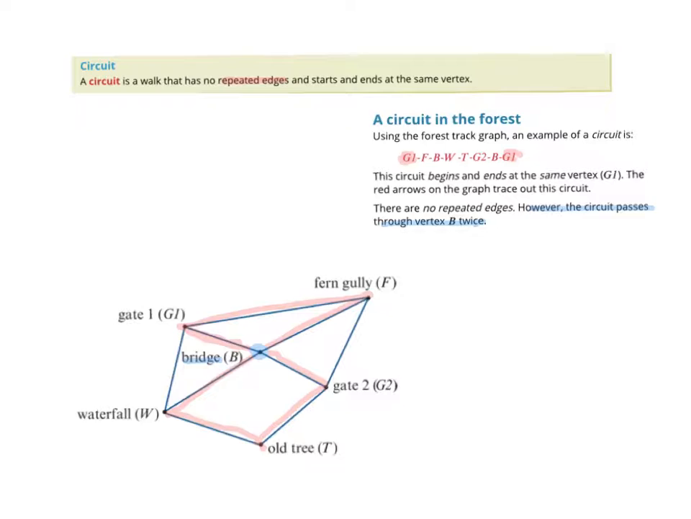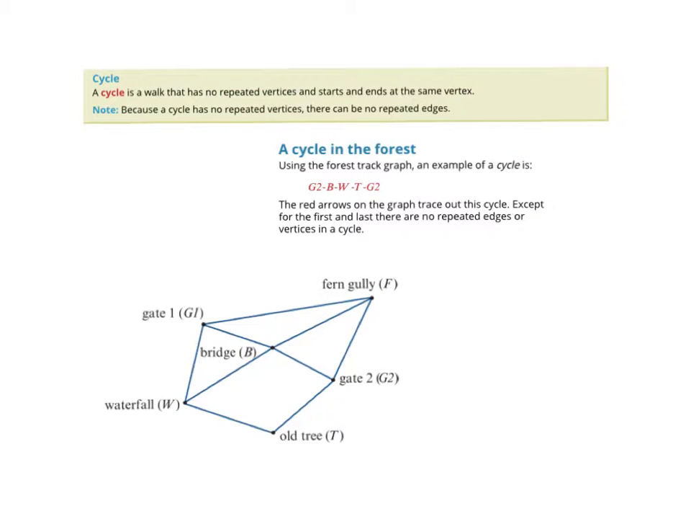You don't go over them. And then finally, a cycle. This is the last one. A cycle is a walk with no repeated vertices. So that one before, because we repeated at the bridge, would not be a cycle. Here's an example of a cycle. We go from G2 to the bridge, to the waterfall, to the old tree, and back to the gate. So in a cycle, you start and finish at the same spot, but you never go through a vertex again, except for the first and the last one. You don't double over those vertices again. All right.